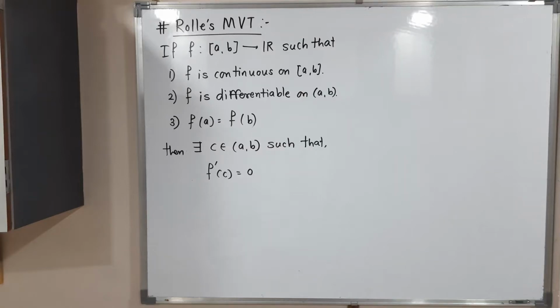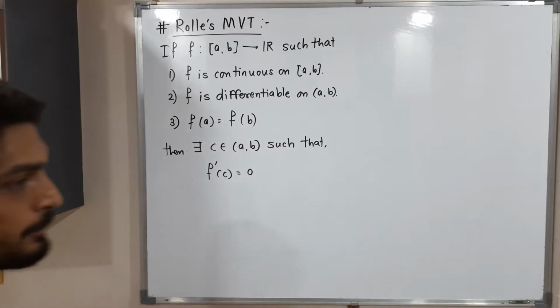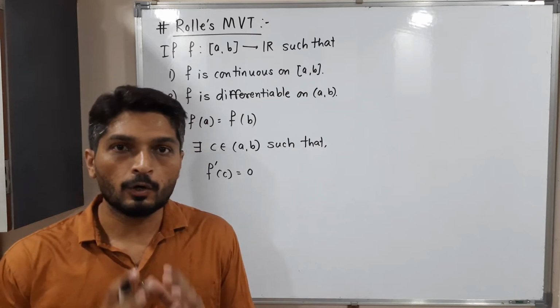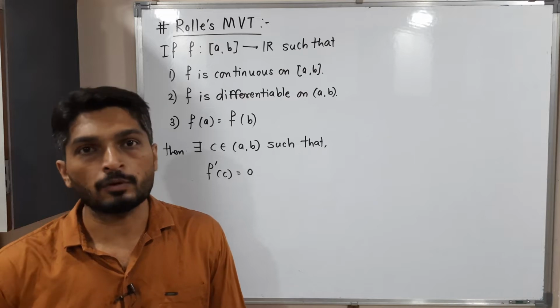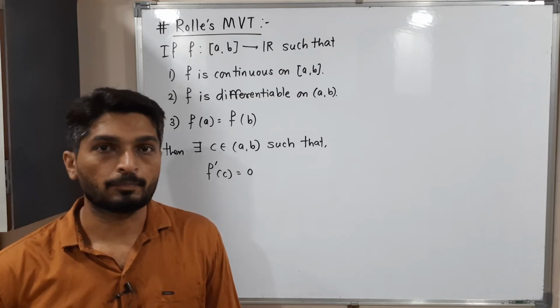Hi everyone, let us discuss the proof of Rolle's theorem. Okay, so let us try to understand the statement of Rolle's theorem first, then we will discuss its proof. If we have a function f defined on closed interval [a, b], what will I do?